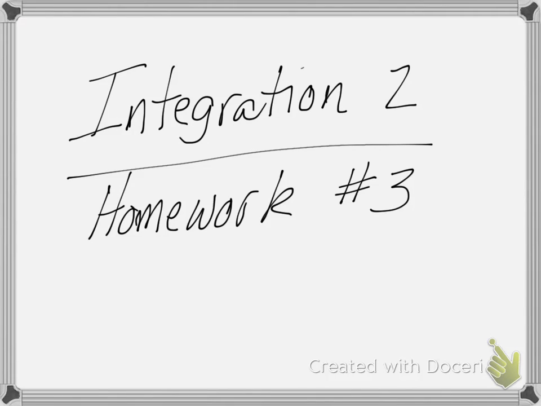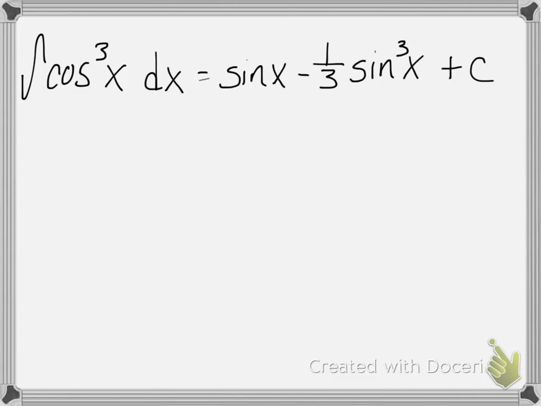Okay, so here's another video over the second integration sheet that we had for homework, and this is problem number 3, and we're still trying to verify that the equation that they've given us is actually correct by using differentiation. And that equation is telling us that whenever we integrate cosine cubed of x dx, that should be equal to sine of x minus 1/3 sine cubed x plus a constant.